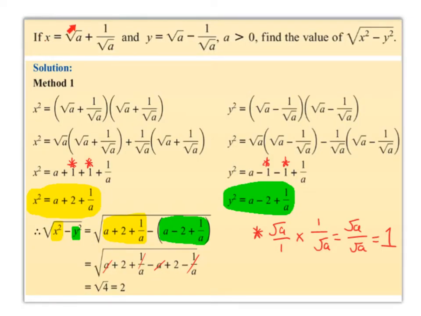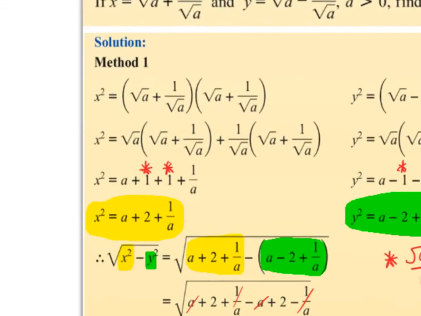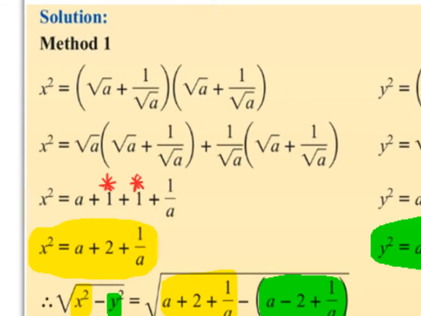If x equals root a plus 1 over root a, and y equals root a minus 1 over root a, where a is greater than 0, find the value of the square root of x squared minus y squared. So x squared is going to be root a plus 1 over root a multiplied by itself. So root a plus 1 over root a multiplied by root a plus 1 over root a.